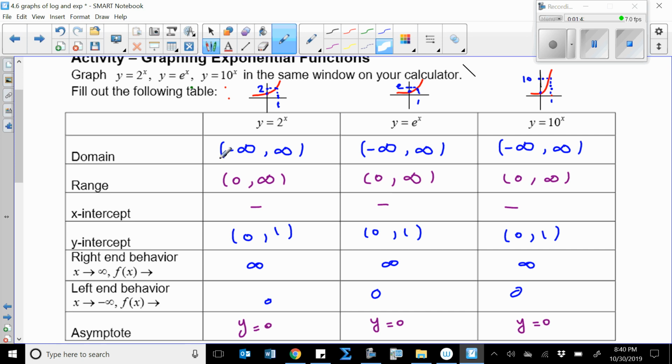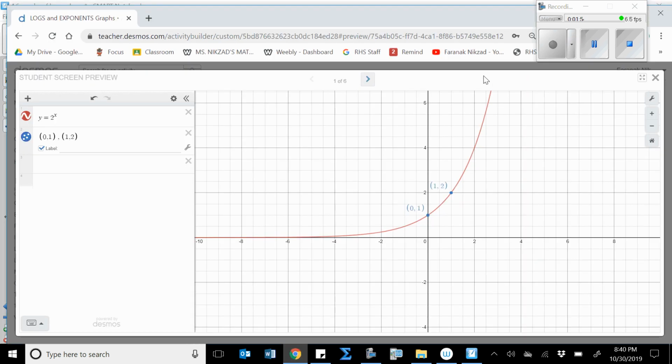So this is the domain and this one is the range of the function, and the asymptote is y equals 0. Let's look at the x and y intercept of the function. If you look at this function, you see that the function is not passing through the x-axis, so there is no x-intercept, but it's passing through the y-axis, and that's at the point (0, 1). This is the y-intercept of the function.